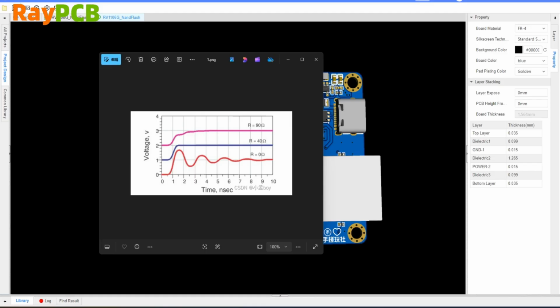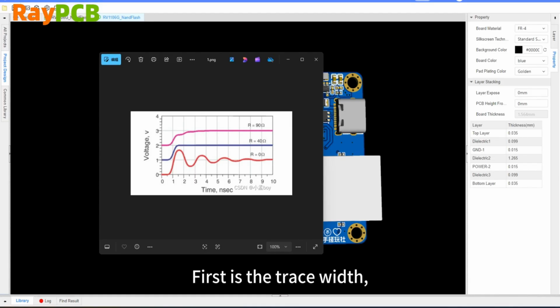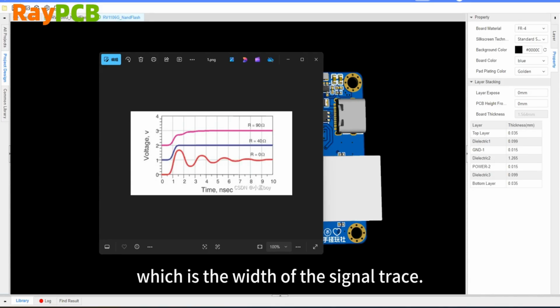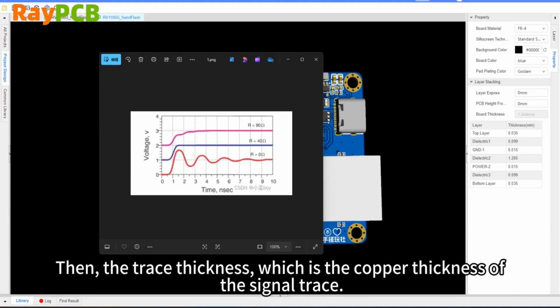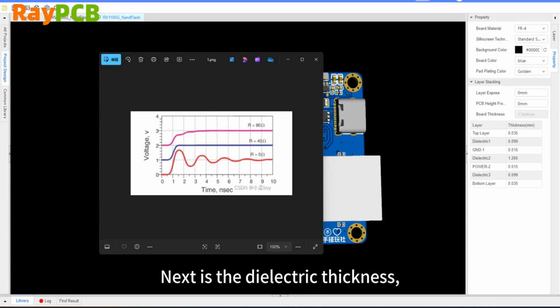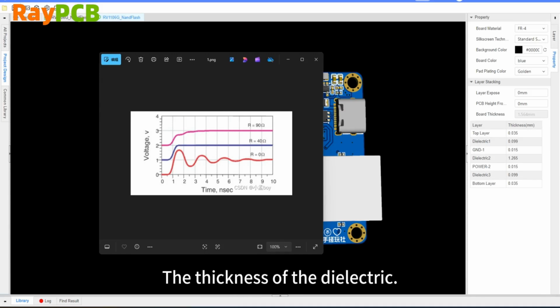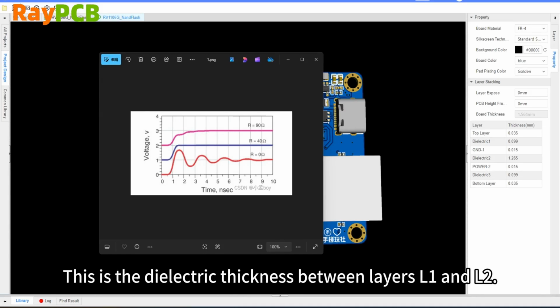So what are the key factors that affect impedance? First is the trace width, which refers to the width of the signal line. Then, the trace thickness, which is the copper thickness of the signal line. In fact, it's the thickness of the copper on the surface. Next is the dielectric thickness, which is the thickness of the insulating material between the signal line and the reference plane. That is, the dielectric thickness between the L1 and L2 layers.